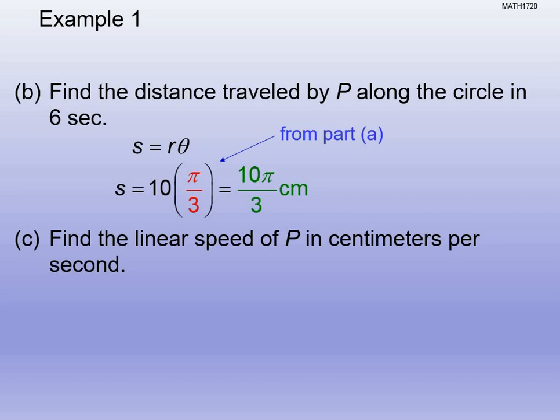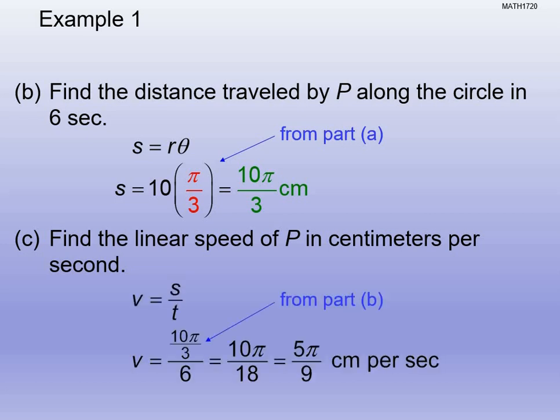Part C, find the linear speed of P in centimeters. So this is where we actually find the speed. The distance itself is just S equals R theta, that's the arc length piece. For part C, we plug into V equals S over T. We're going to take 10 pi over 3 divided by 6. When we simplify the fractions and work down, we end up getting 5 pi over 9 centimeters per second.